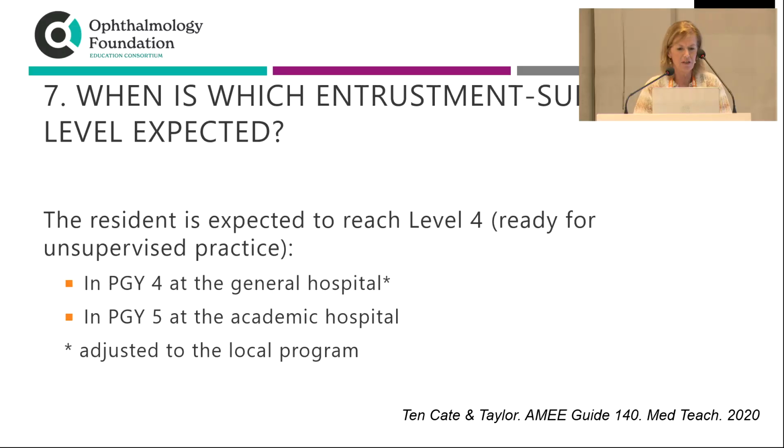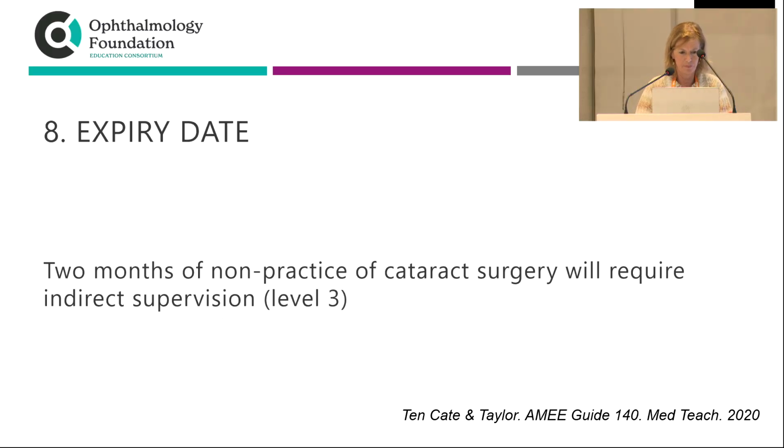Each activity also needs to include when which entrustment or supervision level is expected. So, for example, in this case, in the Netherlands, the resident is expected to reach the unsupervised practice in his 4th year. And also, each activity has an expiry date. If the resident does not practice the activity for X time, in this case, if they don't practice cataract surgery for 2 months, they will be coming down to indirect supervision.